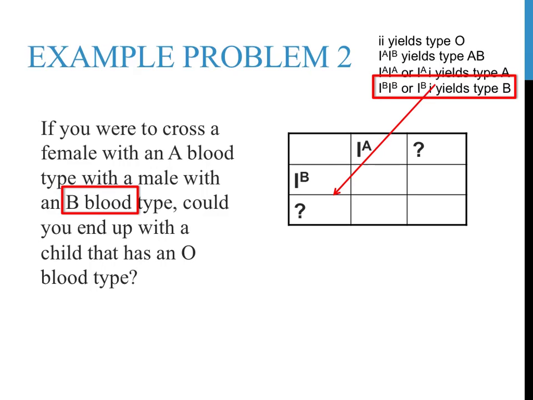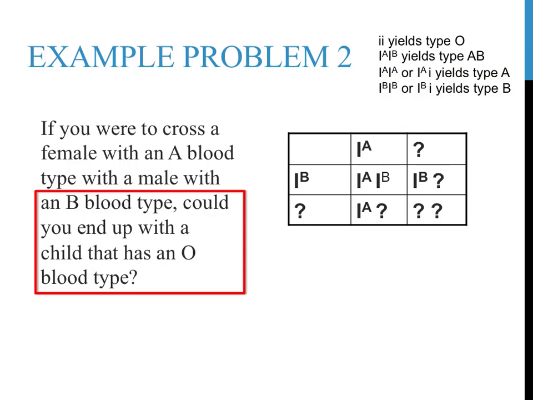Again, you know that the first allele must be a capital I^B, but the second allele is unknown since it could be a capital I^B or a lowercase i. Again, I've placed a question mark in this box. Now we've filled out the Punnett square as best we can with the information that was provided. The question that the problem asks remains: could you end up with a child that has an O blood type? To answer this question, we need to refer to the boxes inside of the Punnett square.